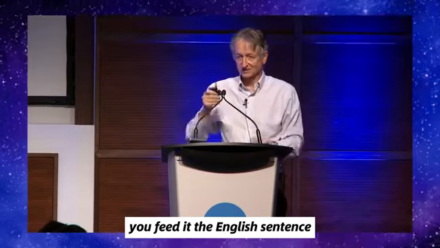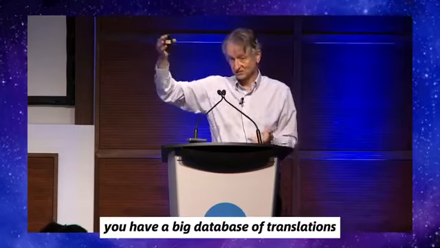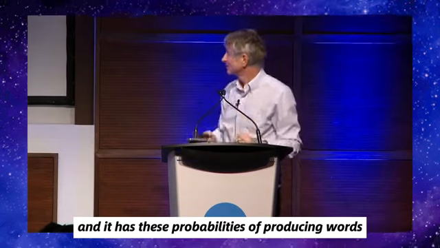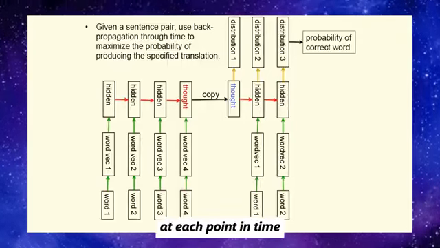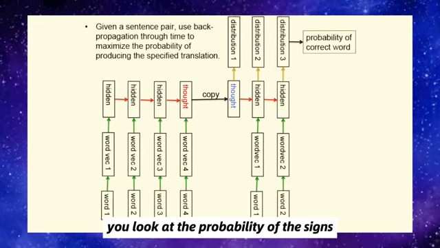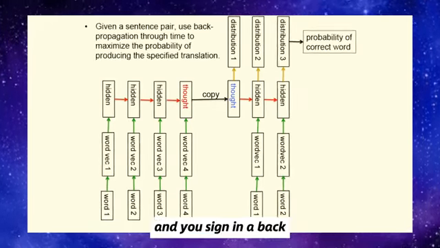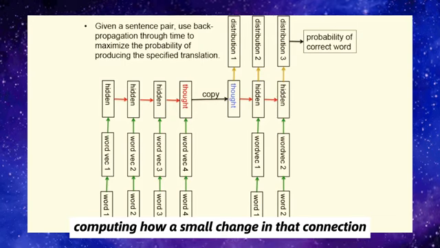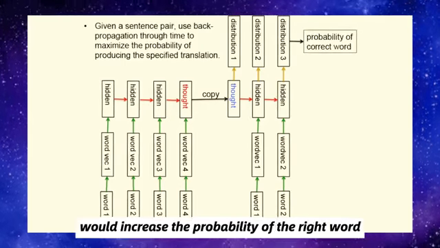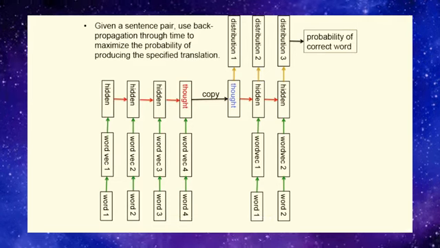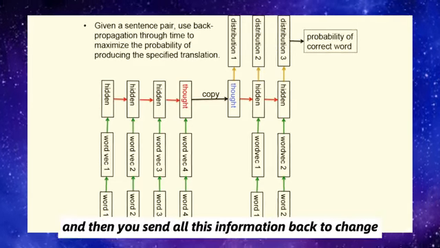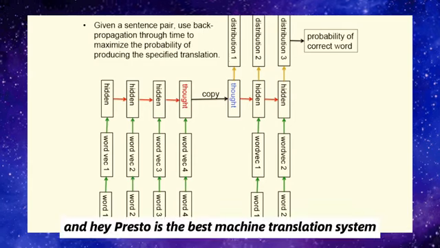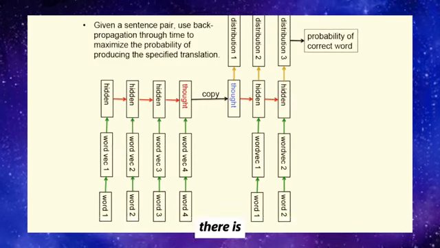You feed it the English sentence. You have a big database of translations. It then produces the French sentence, and it has these probabilities of producing words, and you look at each point in time when it's producing the French sentence, you look at the probability it assigns to the correct word, and you say, I'm going to backpropagate through all those connections you see in the net there, send information backwards, computing how a small change in that connection strength would increase the probability of the right word. That's all you do. And so you start with random weights, and then you send all this information back to change the strengths very slightly so as to increase the probability of the correct word. And you do that for a lot of things. And hey presto, it's the best machine translation system there is, pretty much.